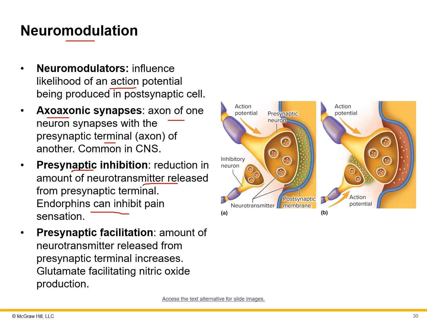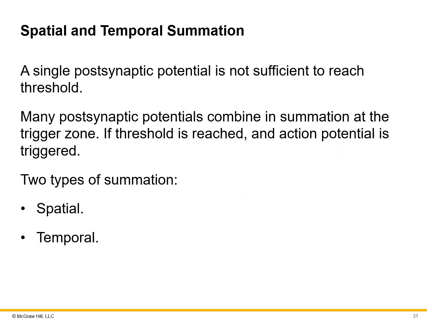And then we have presynaptic facilitation. So now the amount of neurotransmitter released in the terminal increases. So more of it is being released, so a greater response is going to occur. Then our spatial and temporal summation. So a single postsynaptic potential is not sufficient to reach threshold. So it's many postsynaptic potentials combined, so we call that summation.